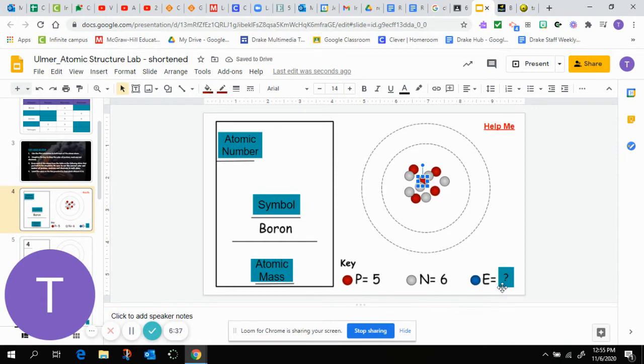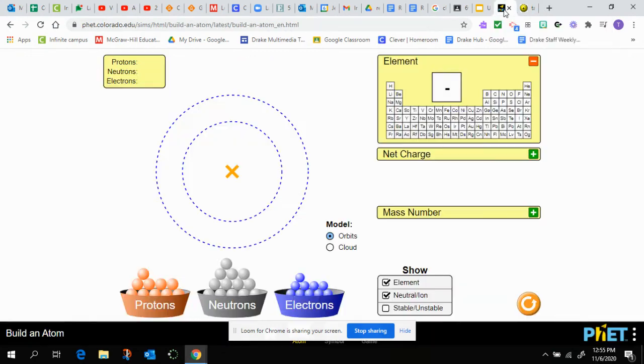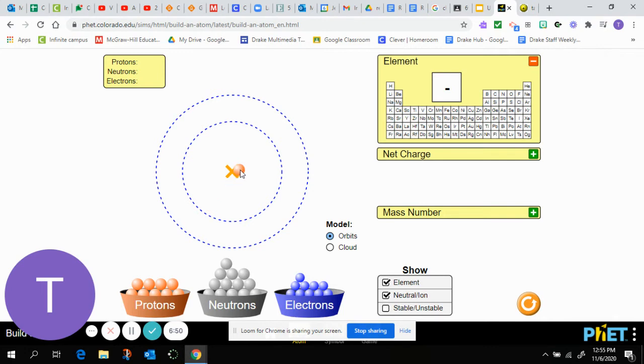Okay, the last piece is how many electrons. Number of protons equals number of electrons. So the number of electrons is going to be 5 because that's how many protons we have. Okay, and then I'm going to use my PhET to build this. So I've got 1, 2, 3, 4, 5 protons. So I've got boron. I'm going to put in 6 neutrons. 1, 2, 3, 4, 5, and 6 neutrons.